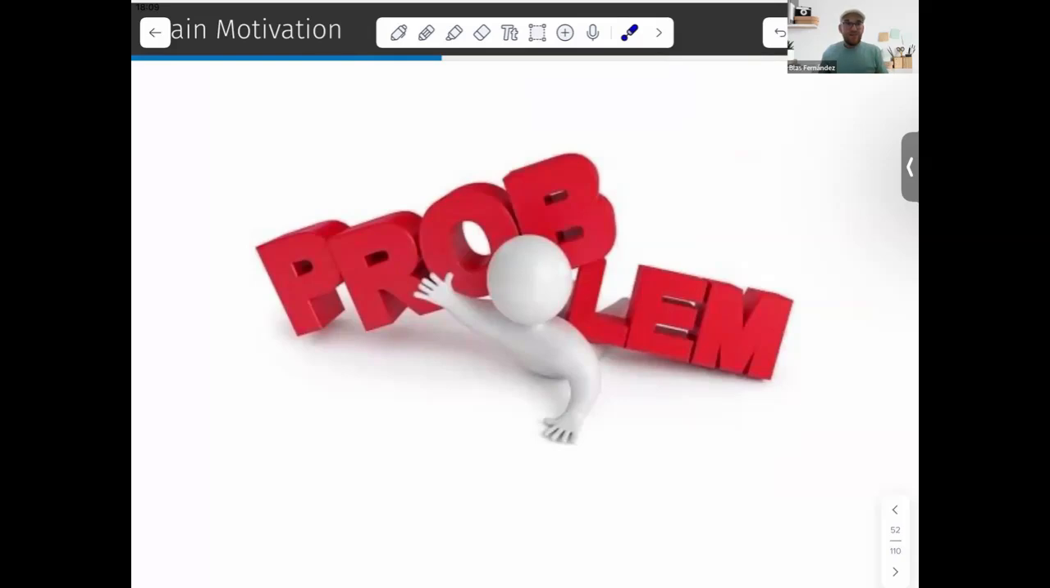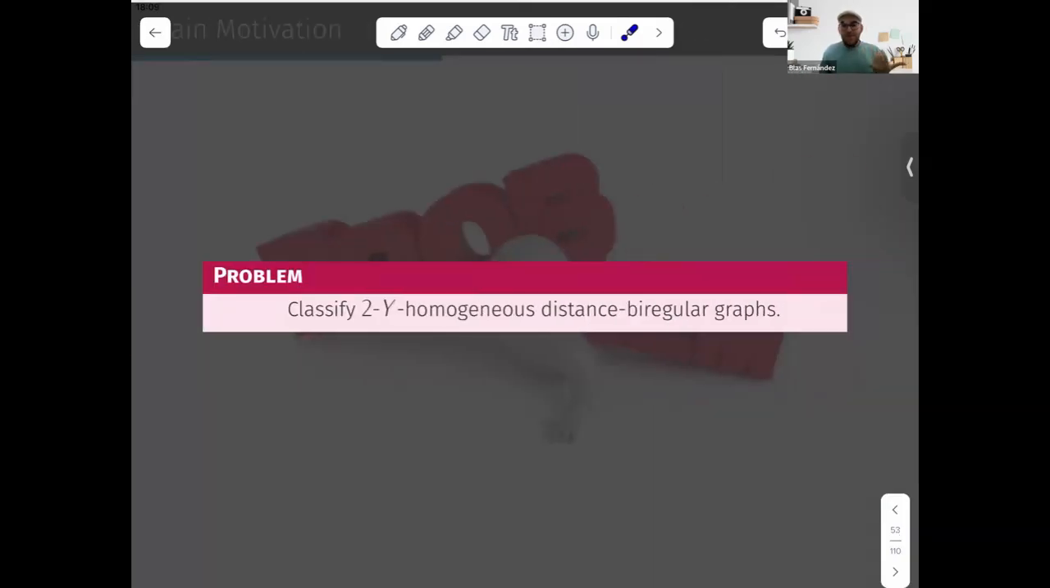So now, again, what is our main problem? Our main problem is, in the best scenario, we would like to find a classification of two-homogeneous distance-biregular graphs, similar to what Nomura did, but in the case of distance-biregular graphs. Nomura did it for bipartite distance-regular graphs. We would like to do it for distance-biregular graphs.